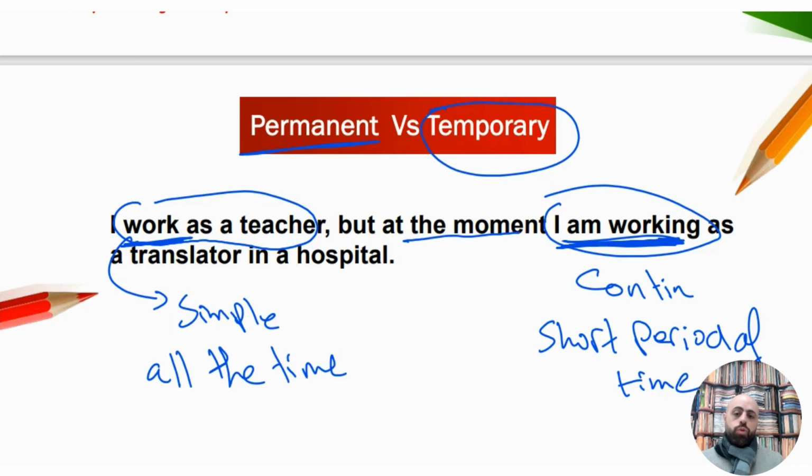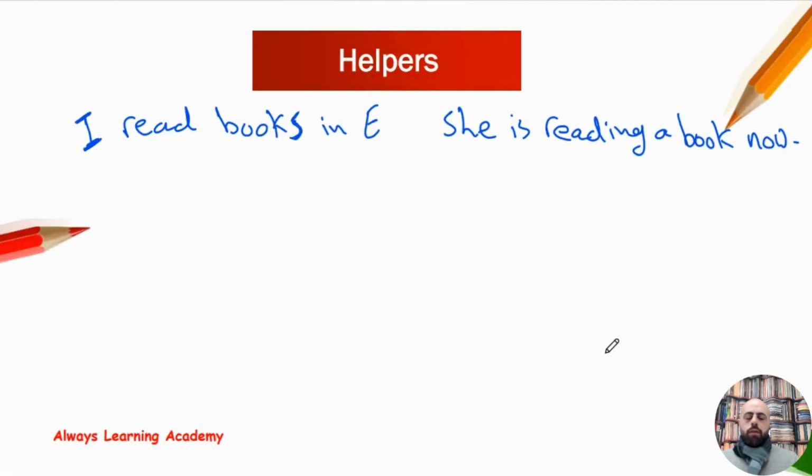So we say, I'm working. Okay, so now let's move to another idea for the questions and negative in both tenses. Now, for the negatives and the questions, we need auxiliary verbs or helpers. They help us in making the negatives and the questions. Here we have an example in simple present.